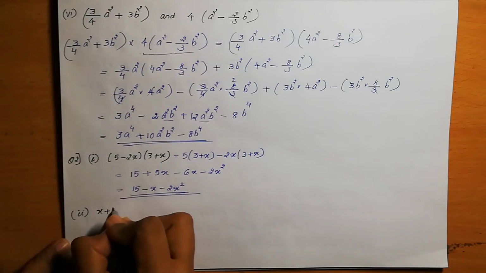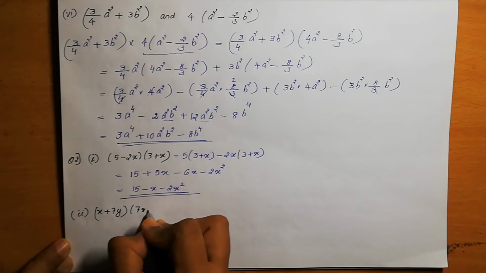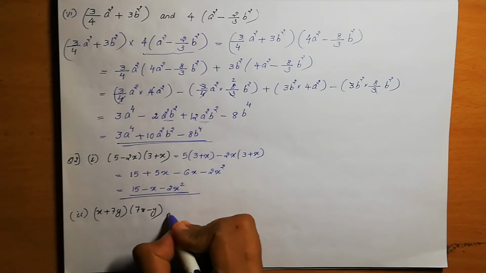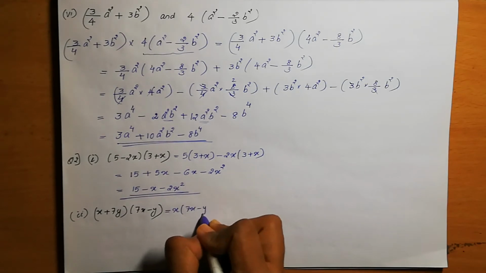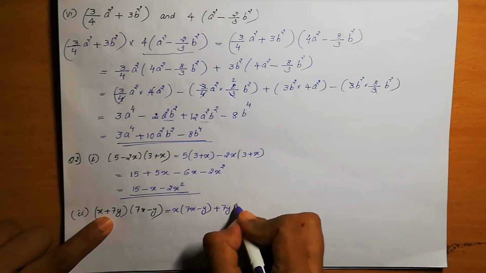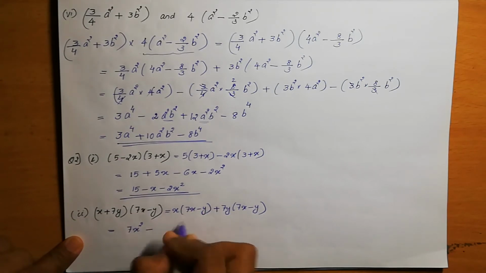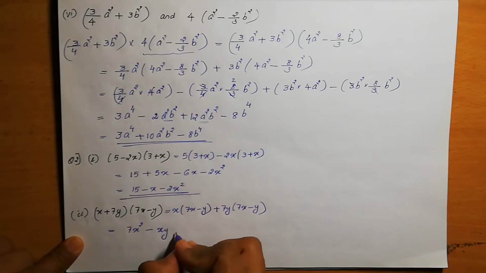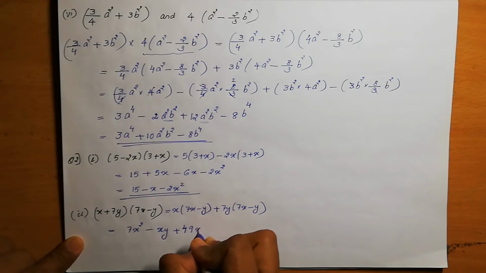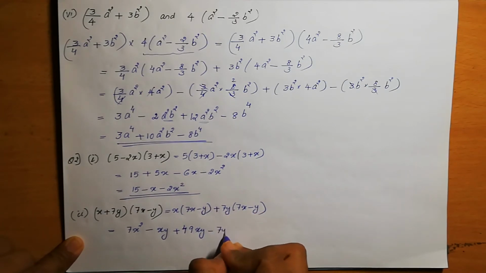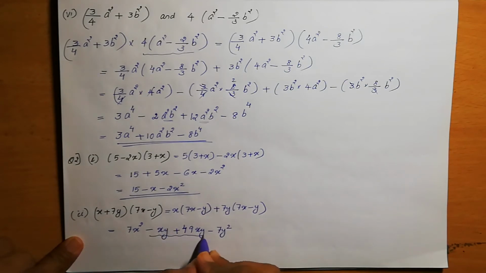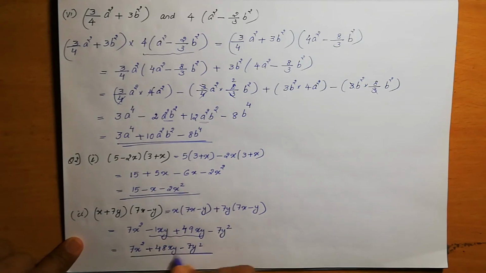Second one is (x plus 7y) into (7x minus y). Here also each term we need to multiply. That means x into (7x minus y) plus 7y into (7x minus y). That means x into 7x is 7x square, minus x into minus y is minus xy, plus 7 7s are 49xy, 7y into minus y is minus 7y square, right? So these two are like terms, xy terms, right? That means we can combine. 49 minus 1 is plus 48xy minus 7y square. Answer.